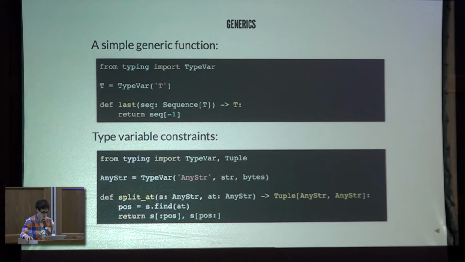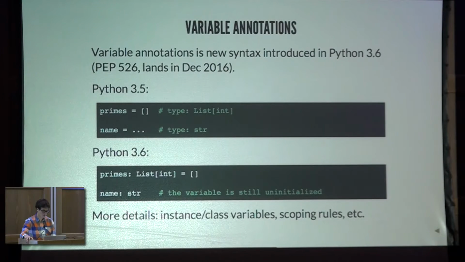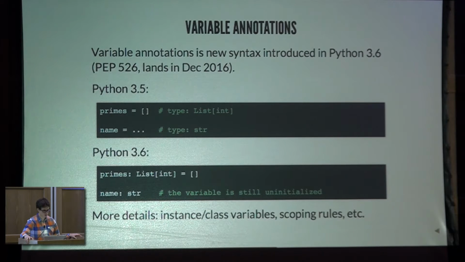Okay, so variable annotations, just really brief. This is new syntax that was introduced in Python 3.6 that will land in 6 weeks from now, I think. Basically, in MyPy, to annotate a variable, to just help the type checker figure out what your variable is, you would use this comment, and you would do the same thing in Python 2, by the way.